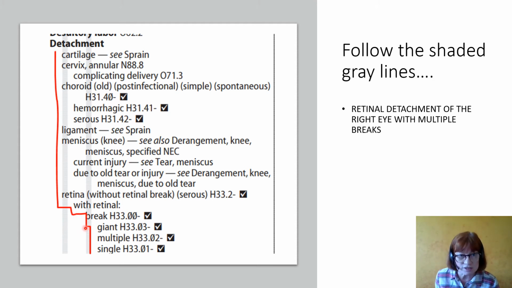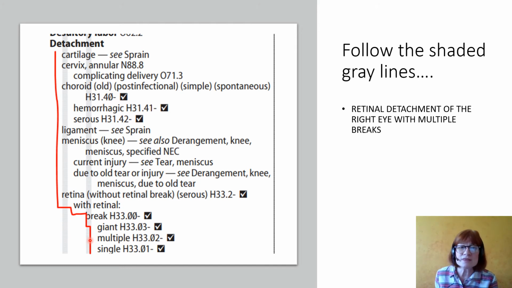So you'll notice indented under with retinal is break, that's sitting at the second shaded gray line. And then we have the word multiple, which is indented below break. And there's our code we're going to go verify.